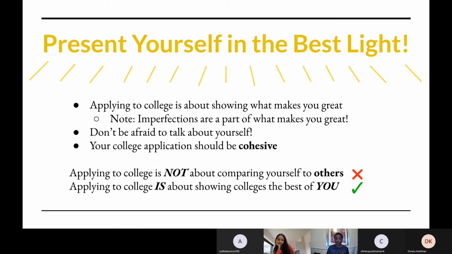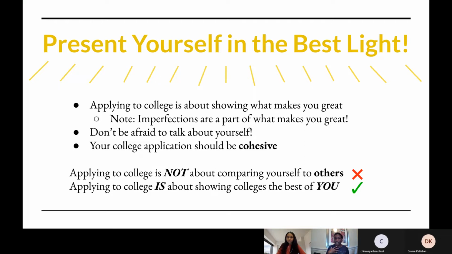And that means two things. First, you have to not be afraid to talk about yourself. College applications are the one place where being modest isn't exactly the best play. They want to learn more about you, so you shouldn't be afraid to talk more about yourself and reveal parts of yourself in college applications. You don't need to keep anything hidden.